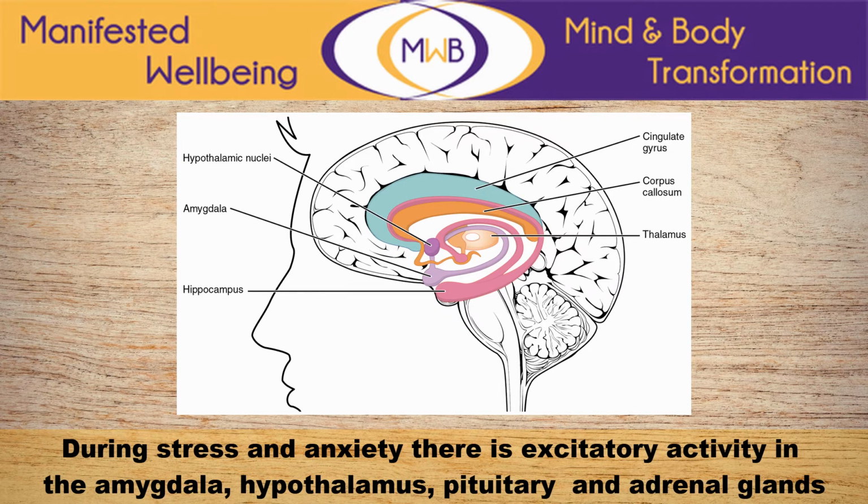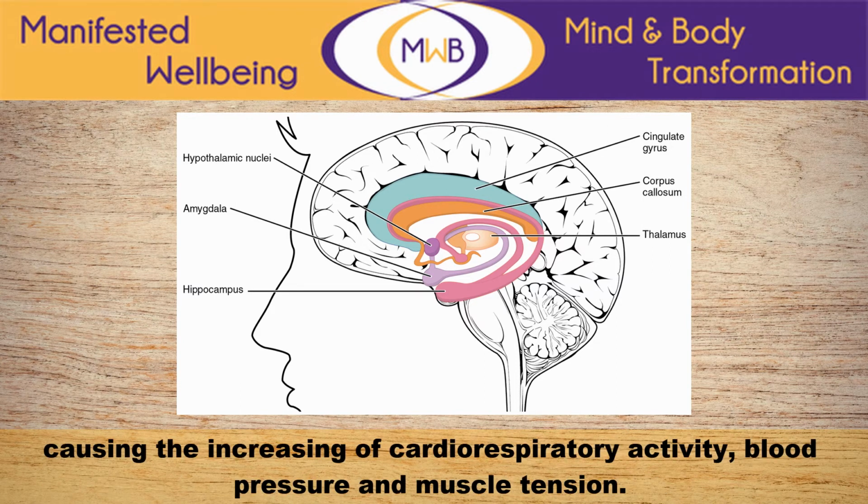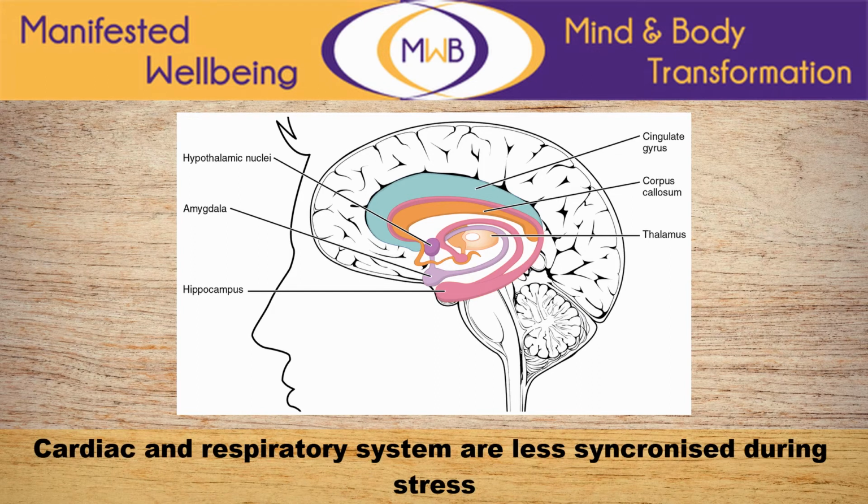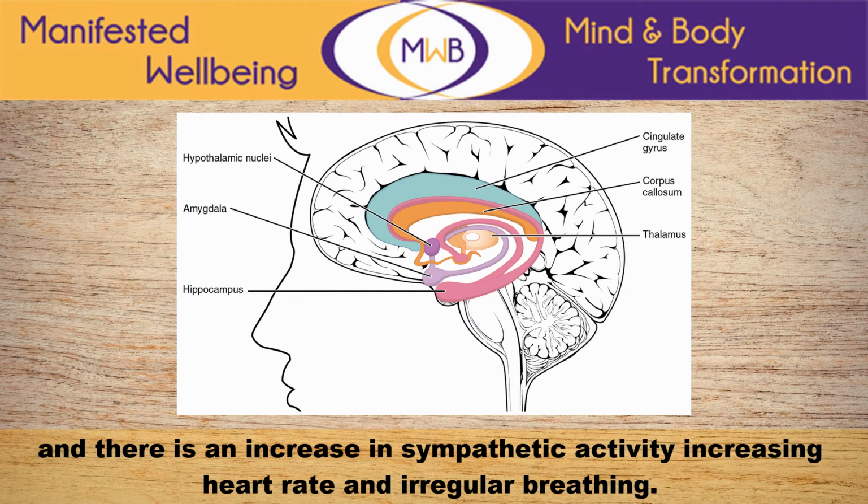During stress and anxiety, there is an excitatory activity in the amygdala, hypothalamus, pituitary, and adrenal glands, causing the increasing of cardiorespiratory activity, blood pressure, and muscle tension. With slow breathing, the activity of the amygdala can be reduced and the whole excitatory process can be inhibited. Cardiac and respiratory systems are less synchronized during stress, and there is an increase in sympathetic activity, increasing heart rate, and irregular breathing.